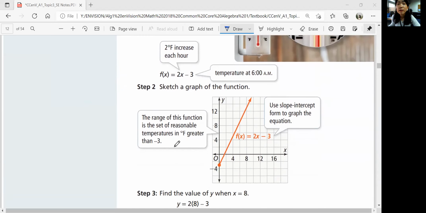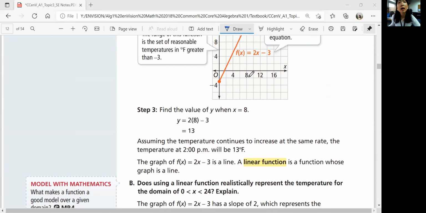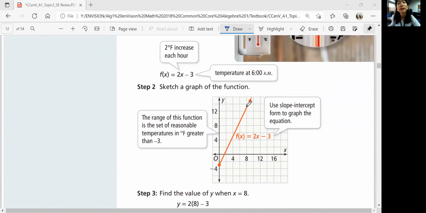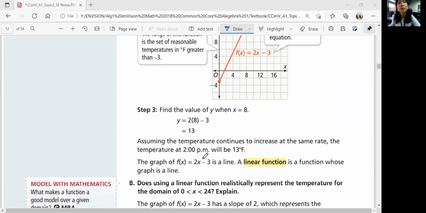Step 2, sketch a graph of the function. And then you're going to find the value of y when x is equal to 8. You already know how to sketch a graph of the function. Pick the y-intercept and then count your slope to figure out the next point, and then the next point, and then the next point. Go up 2, over 1, up 2, over 1. So when x is 8, you can see that it's going to be 13 degrees Fahrenheit. Or you could plug it into your function and solve it algebraically, and that's going to be 13 as well.